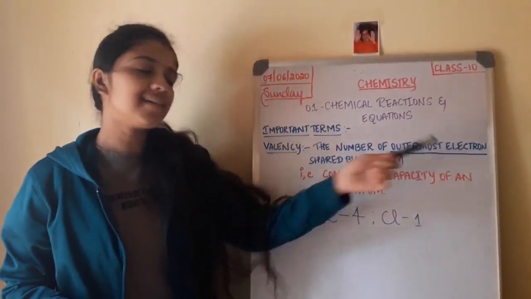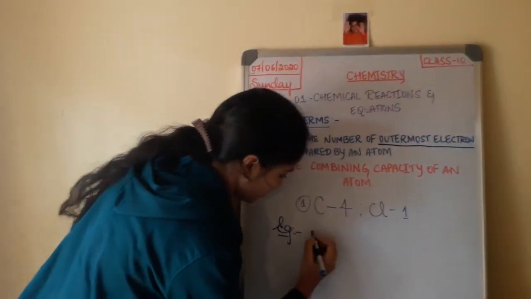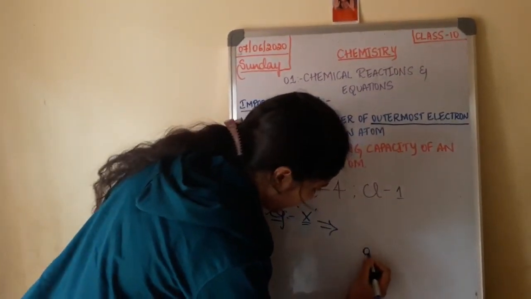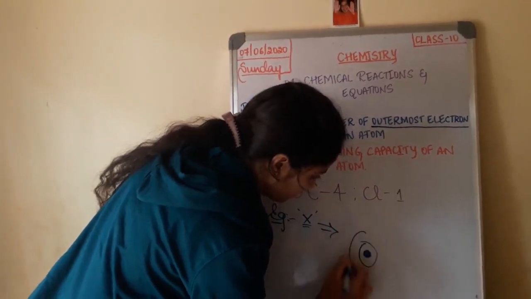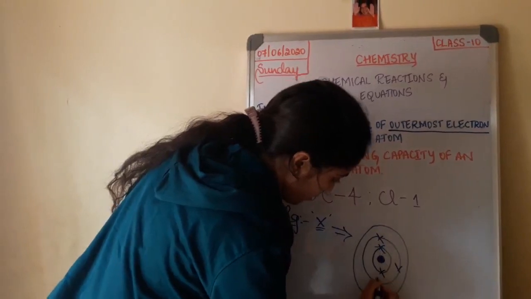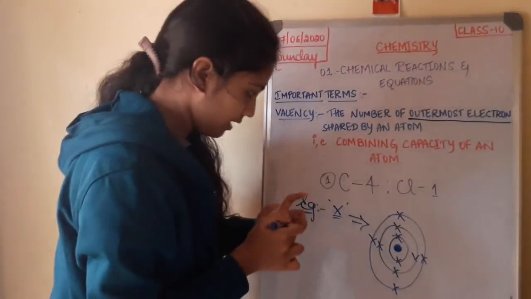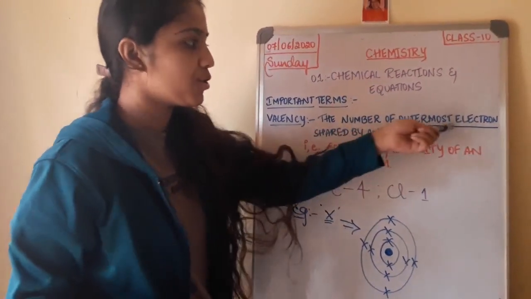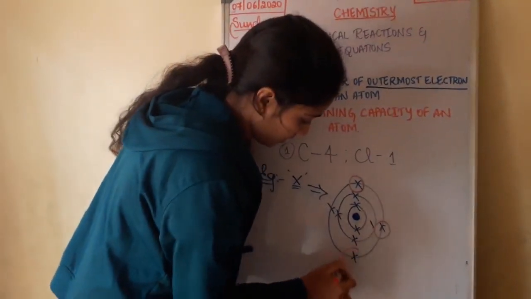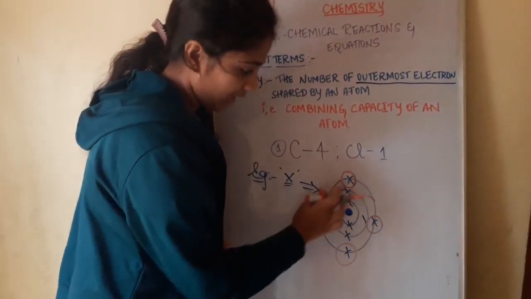So what do you understand by the outermost electrons? Just for an example, this is an atom X. So I'll just draw the structure of the atom. X is the nucleus, the structure of the atom. These are the electrons present in this atom X. So now how do you identify the outermost electrons? See, the electrons present in the outermost shell. This is the outermost shell, this one. And these are the outermost electrons.